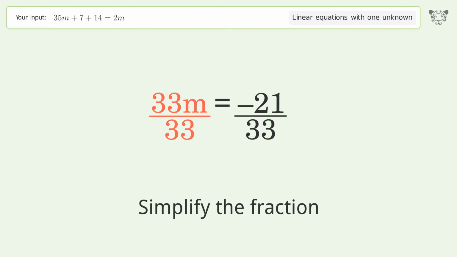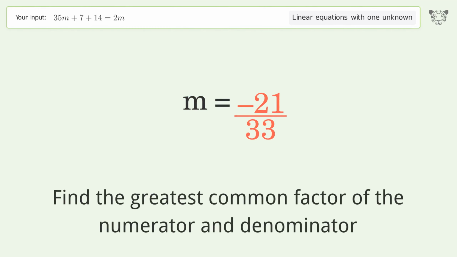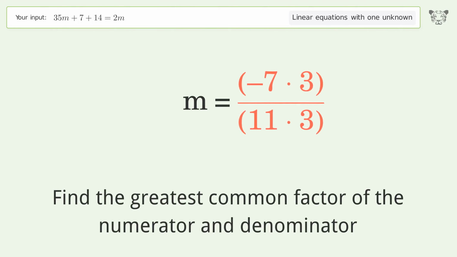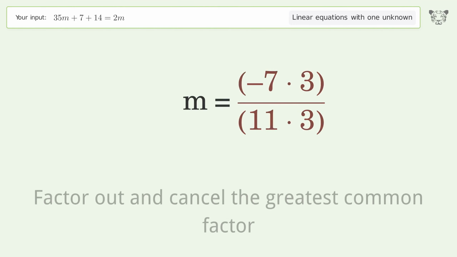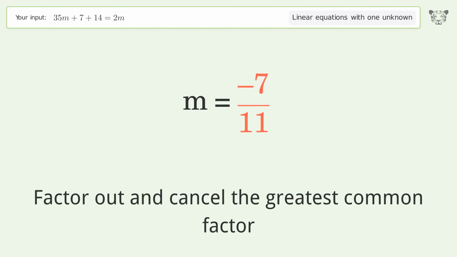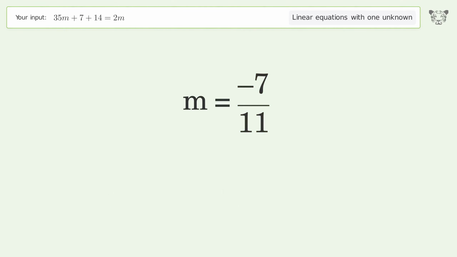Simplify the fraction. Find the greatest common factor of the numerator and denominator. Factor out and cancel the greatest common factor. And so the final result is m equals -7/11.